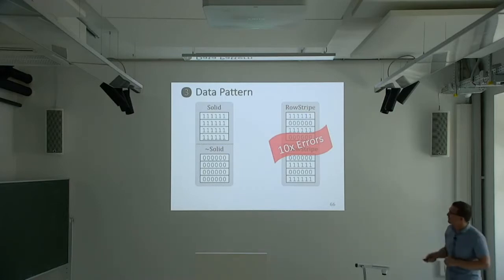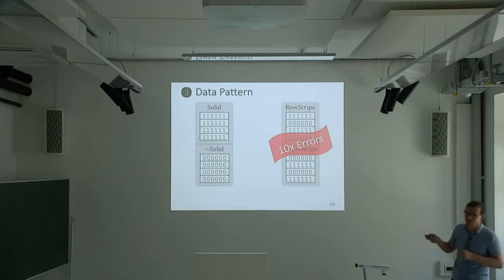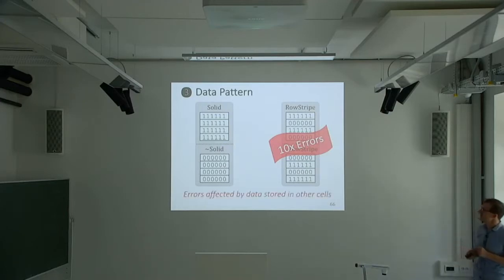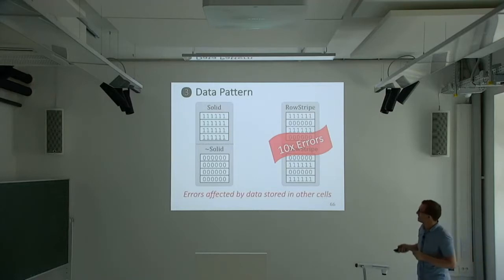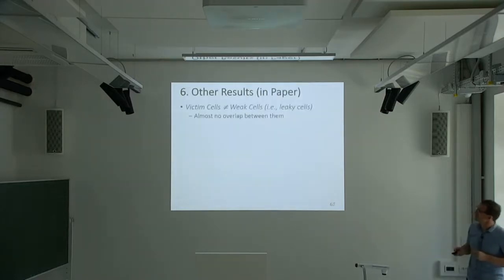So if you want to launch this attack, you actually want to prime your memory such that you change your data patterns to maximize the coupling. And other people later explored this data pattern and they found similar issues. So clearly, errors are affected by data stored in other cells because of this capacitive coupling.